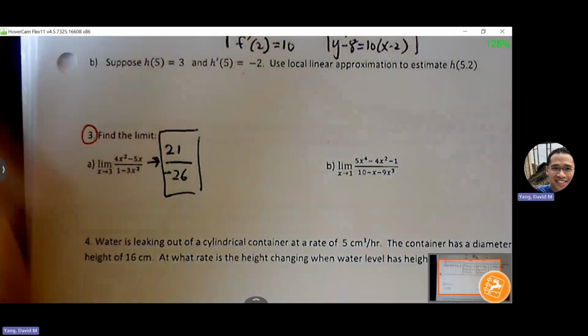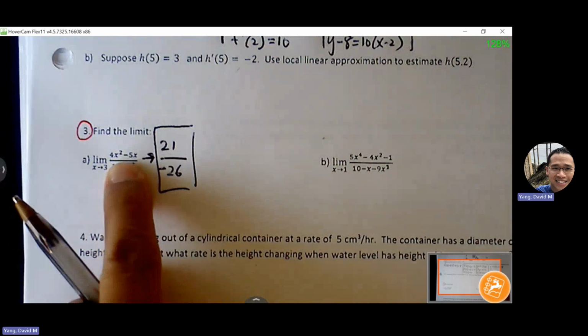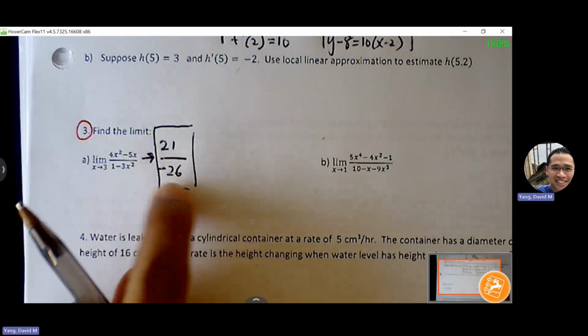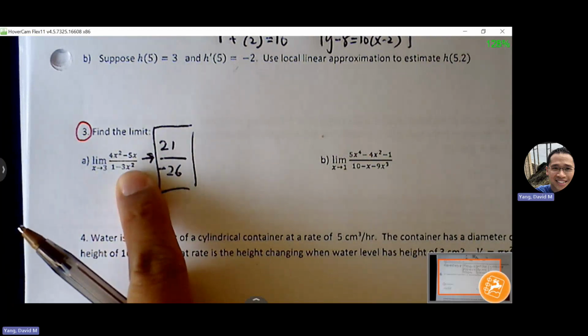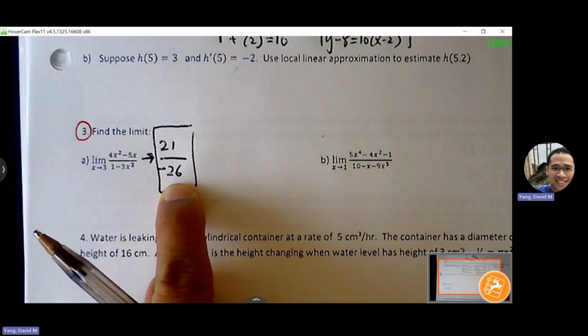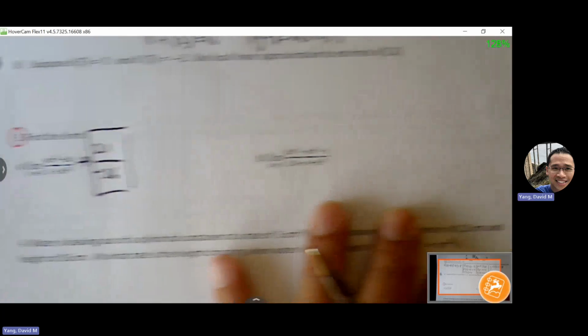All right, so no L'Hopital's rule here, right? Even though you may feel like, oh, I want to find the derivative, there's no need to. If you find the derivative and reevaluate, you're going to get a different answer. It's no longer the correct answer. It's only going to work if you get 0 over 0. So that's our limit. There's no need for L'Hopital's here. Okay, part B.